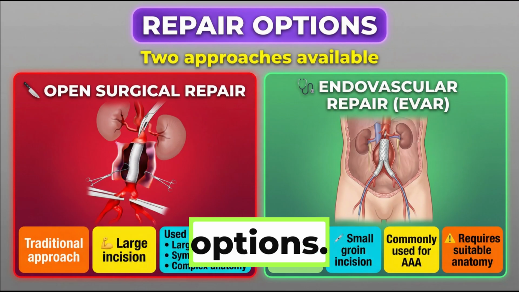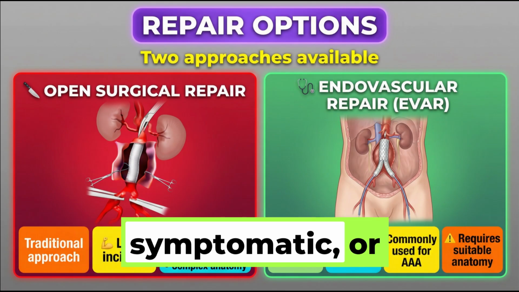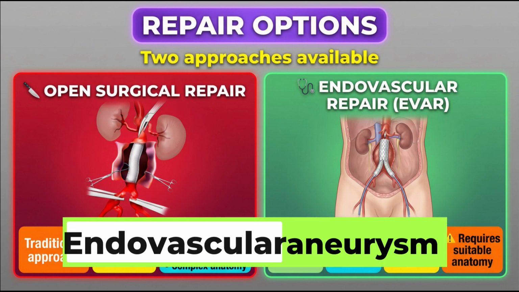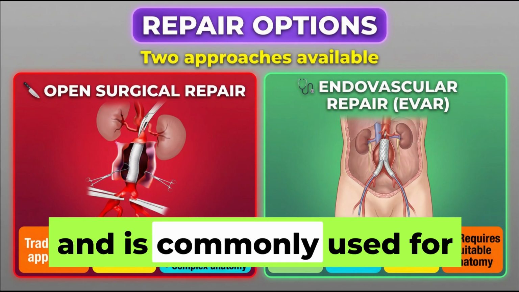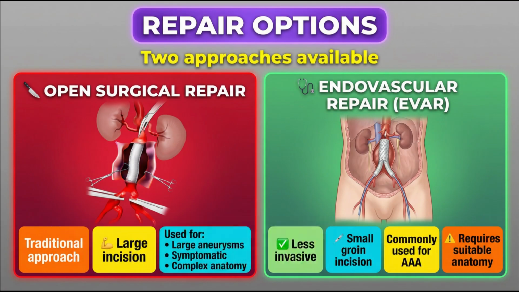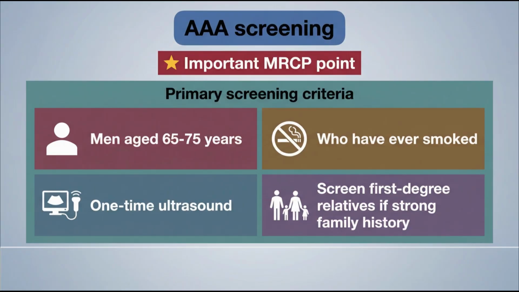There are two repair options. Open surgical repair is used for large, symptomatic, or anatomically complex aneurysms. Endovascular aneurysm repair, or EVAR, is a less invasive option and is commonly used for abdominal aortic aneurysm when the anatomy is suitable. Screening is a very important MRCP point.